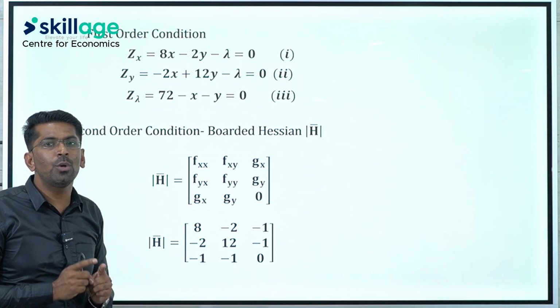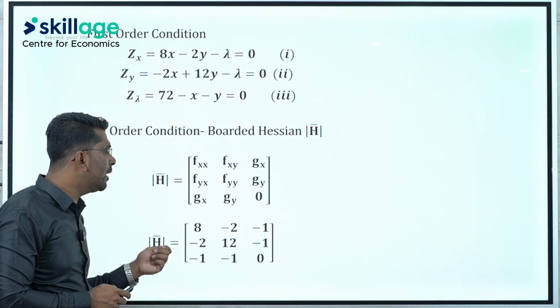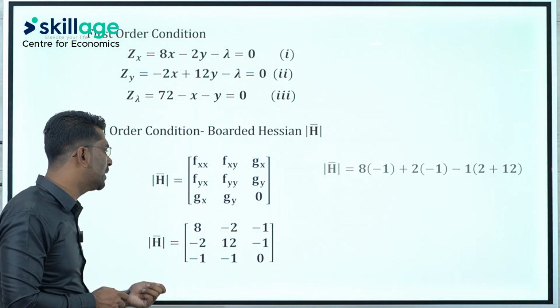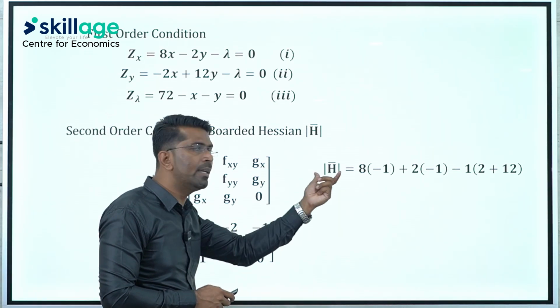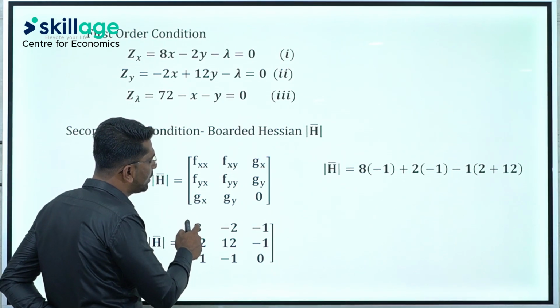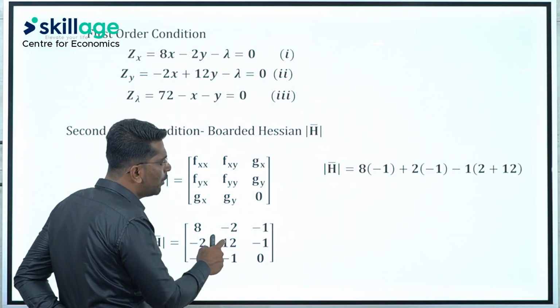Now we want to find the determinant value of the bordered Hessian. See, if the determinant value is less than 0, then it is a minimum, and if it is greater than 0, then it is a maximum. So here we find the Hessian determinant value. First we take the first element, that is 8, deleting the concerned column and row. Then what is remaining here?